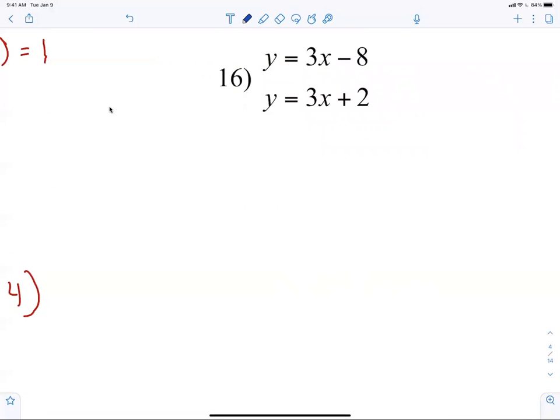Now, of course, everybody's looking at number 16 and saying, this is ridiculous, right? What is it? Parallel, right? Everybody should look at that and say parallel. Nothing involved. We just say no solution. So it's an observation. It would be infinite if it was 3x minus 8 equals 3x minus 8.